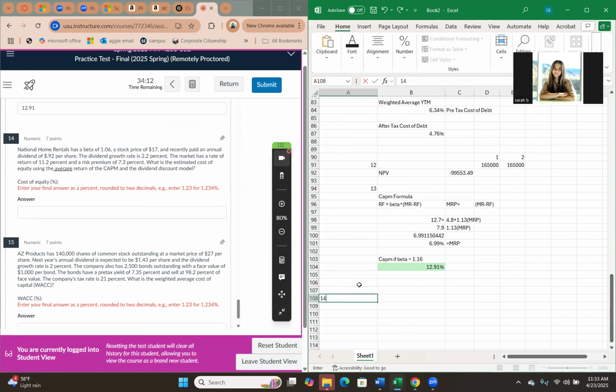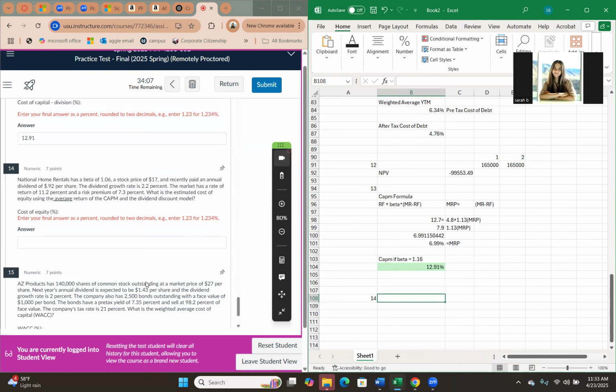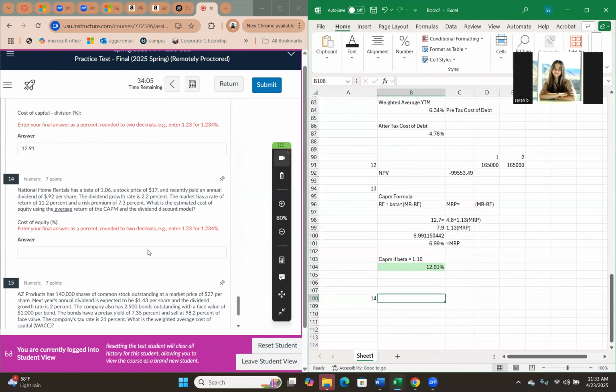Okay, 14, second to last one. Hallelujah. National Home Rentals has a beta of 1.06, a stock price of $17, and a recently paid annual dividend of 92 cents per share. Dividend growth rate is 2.2%. The market has a rate of return of 11.2% and a risk premium of 7.3%. What is the estimated cost of equity using the average return of the CAPM and dividend discount model?